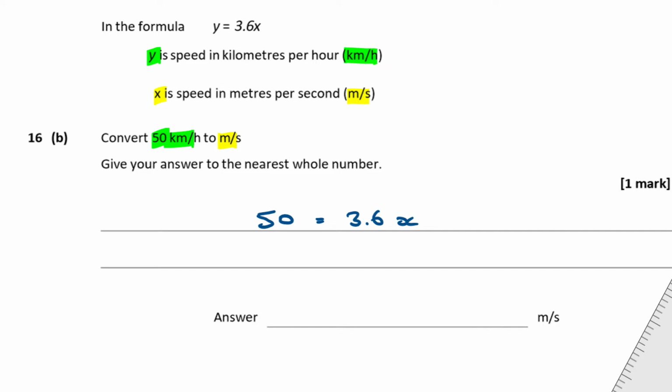3.6x, then if I divide both sides by 3.6, I'm going to get x by itself, aren't I? So what is 50 divided by 3.6? 50 divided by 3.6, that comes out to be 13.888 reoccurring. Now the question says give it to the nearest whole number. So I'm going to round that off to the nearest whole number, which is going to be equal to 14.